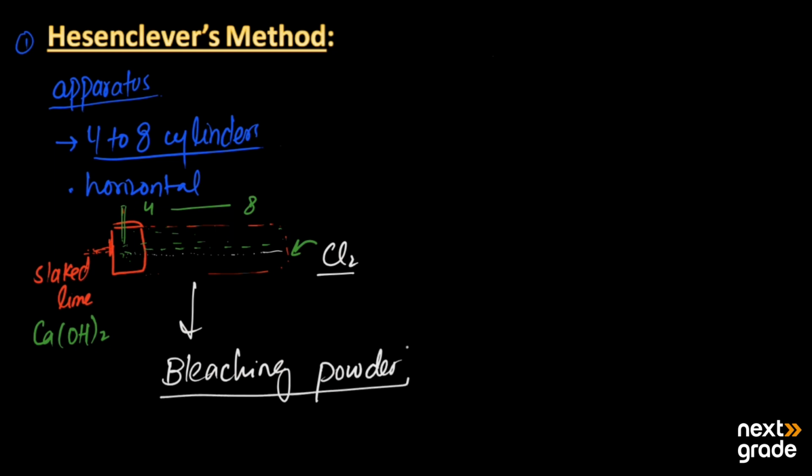So this is a simple method that we can use for the preparation of bleaching powder. After this, it is collected through the outlet, which is at the lowest cylinder. So this was Hasenclever's method for the preparation of bleaching powder.